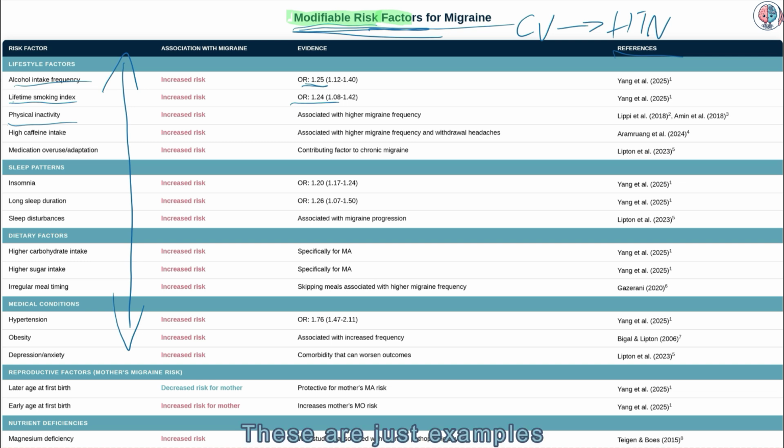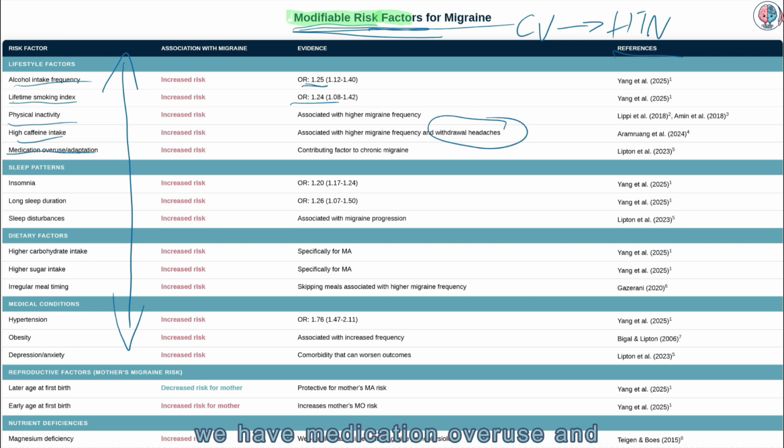These are just examples. High caffeine intake. Now, caffeine may help some people with migraine. However, in terms of migraine progression, high caffeine intake has been associated with migraine progression and also withdrawal headaches.